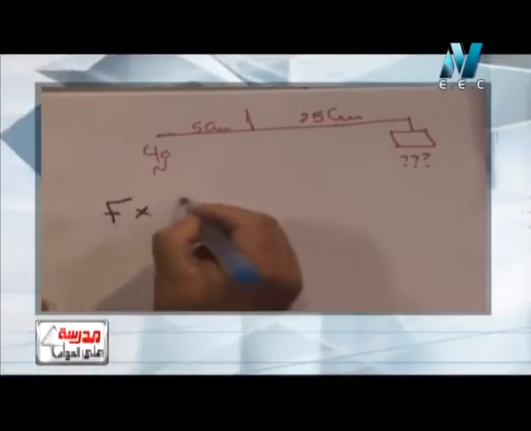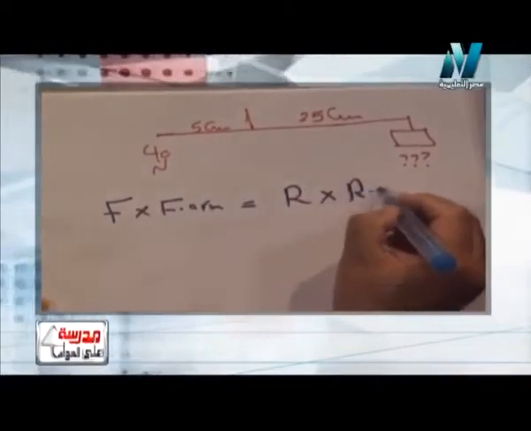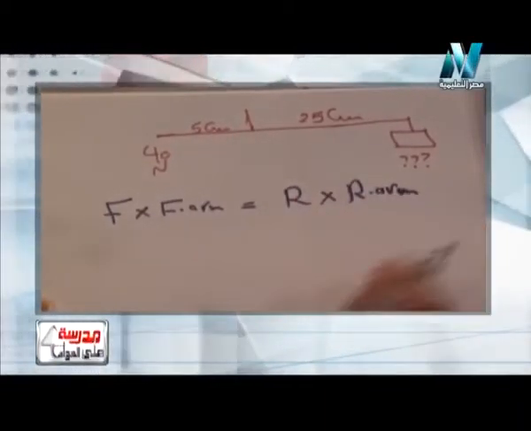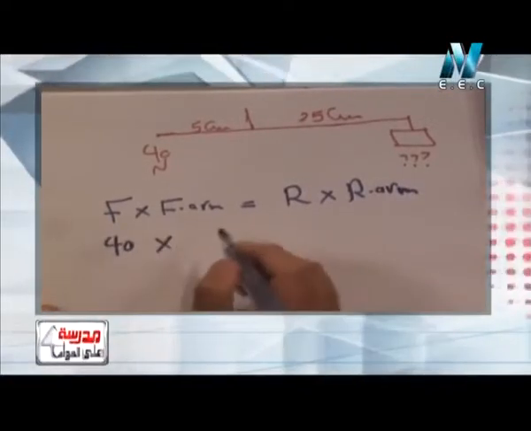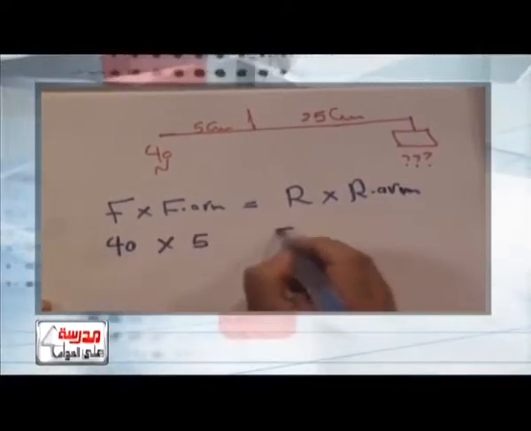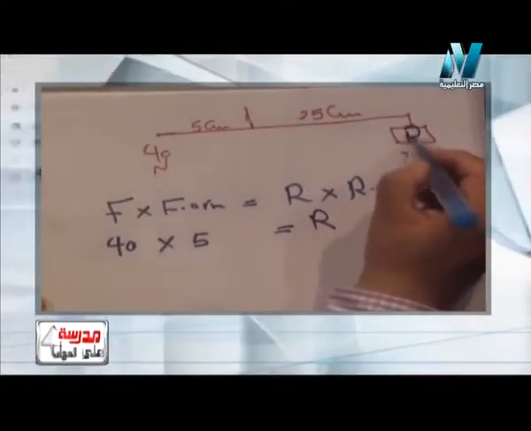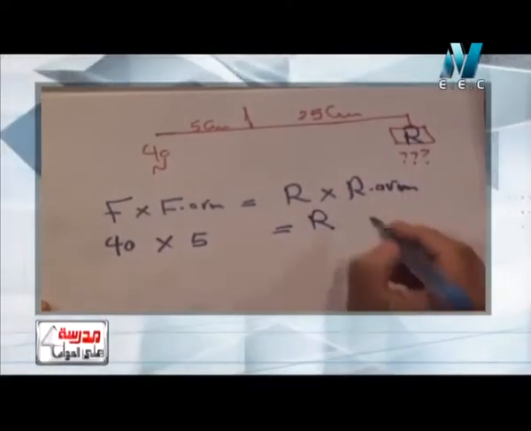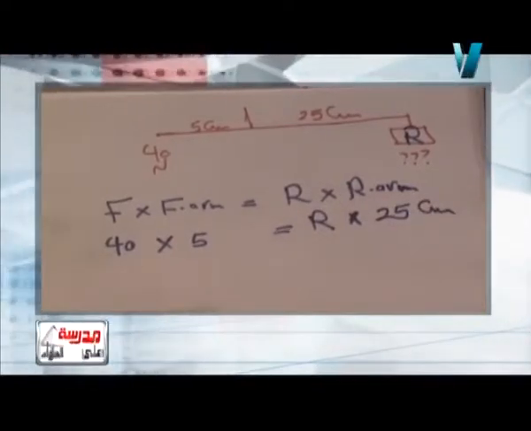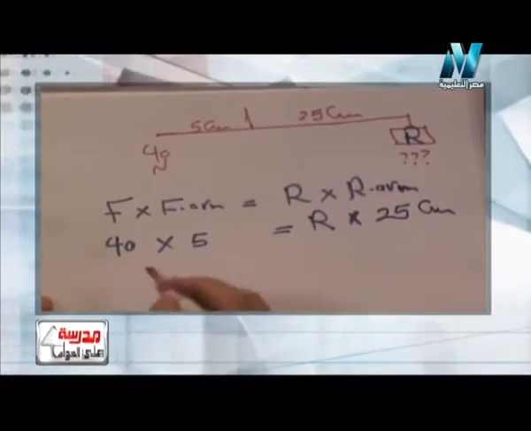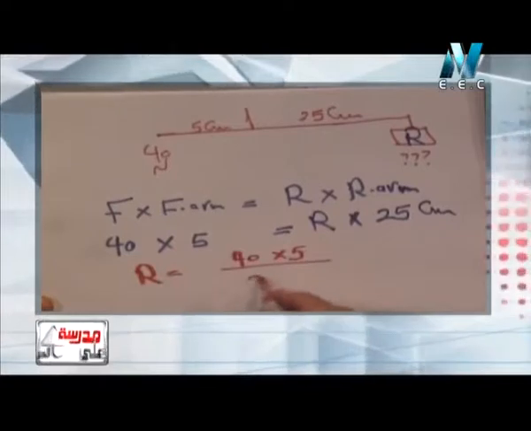Effort force by effort force arm equal resistance by resistance arm. Effort force equals what? Equals 40 Newton. Effort force arm equals 5 centimeter. So what about the resistance? I don't have the resistance here because the resistance is the weight which must be hanged. Resistance arm will be 25 centimeter. So I want the resistance. How can I get the resistance? The resistance equals 40 by 5 divided by 25.